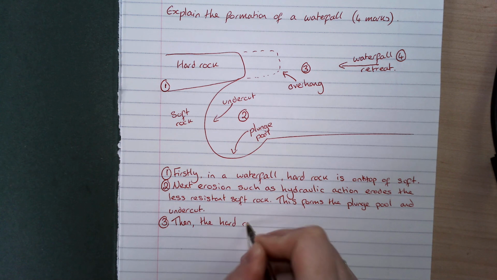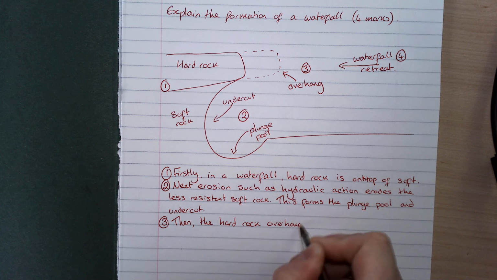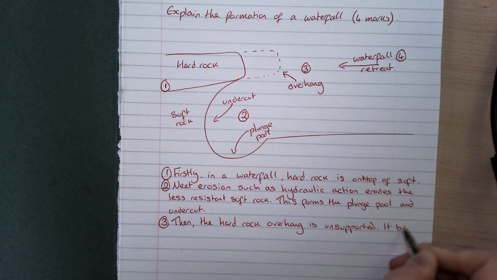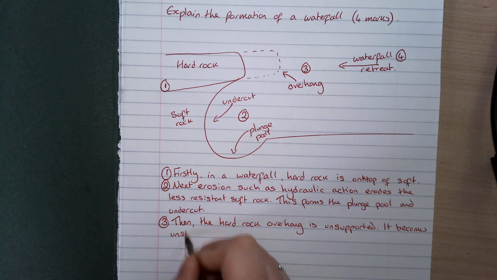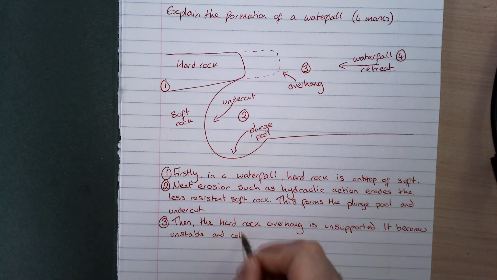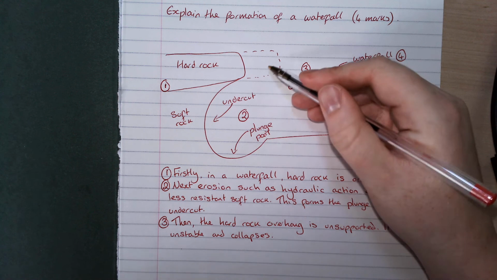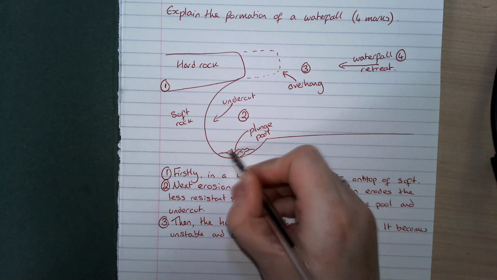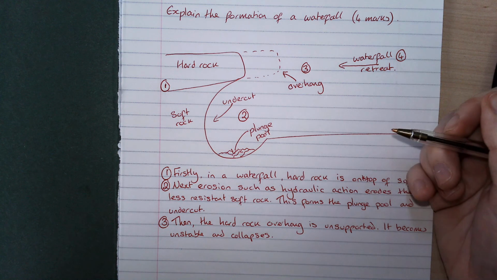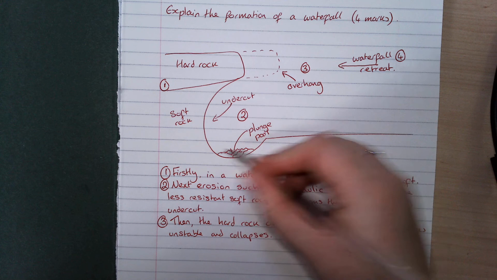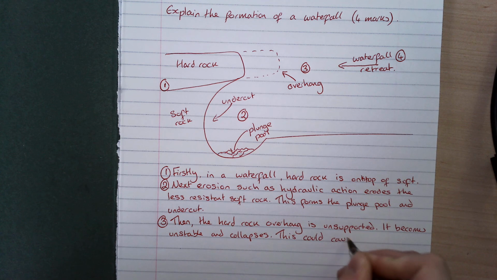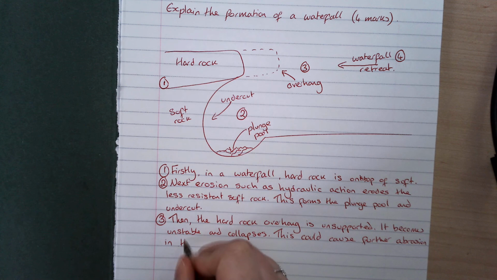The hard rock overhang is unsupported. It becomes unstable and collapses. Now once it collapses, that hard rock then falls into the plunge pool. So if you wanted, you could add in some of those rocks, because that then could potentially cause erosion such as abrasion, if you wanted to talk about that, which then further erodes this plunge pool area. So this could cause further abrasion in the plunge pool.